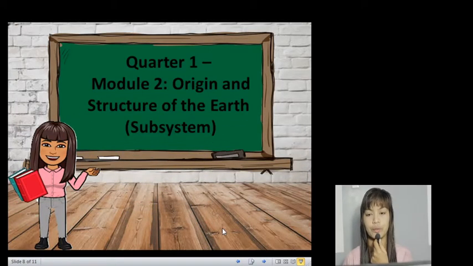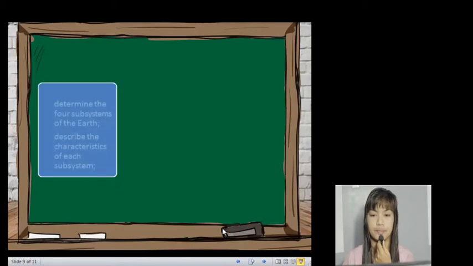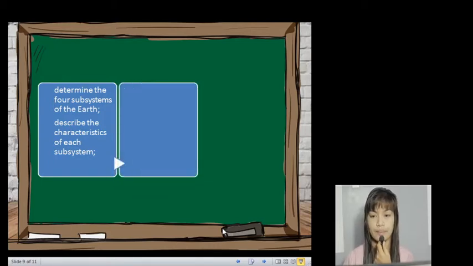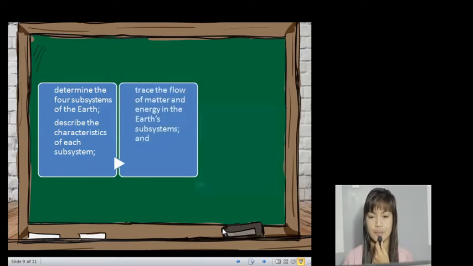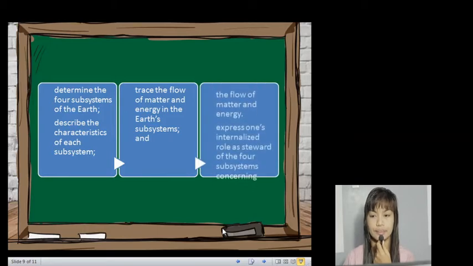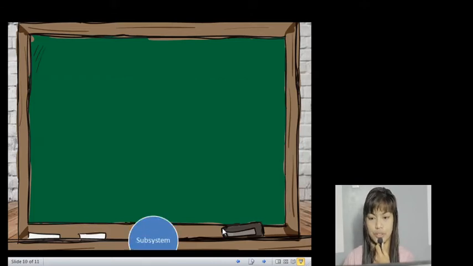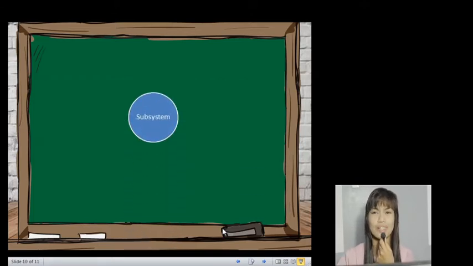So quarter 1 module 2 is the continuation of the origin and the structure of the Earth, or the subsystem. In this module, you're going to determine the 4 subsystems of the Earth, describe the characteristic of each subsystem, trace the flow of matter and energy in the Earth subsystem, and express one internalized role as steward of the 4 subsystems. So subsystem, what do you call this subsystem?